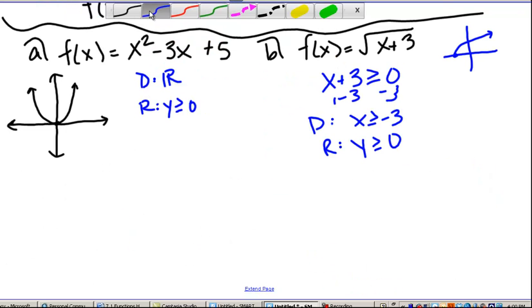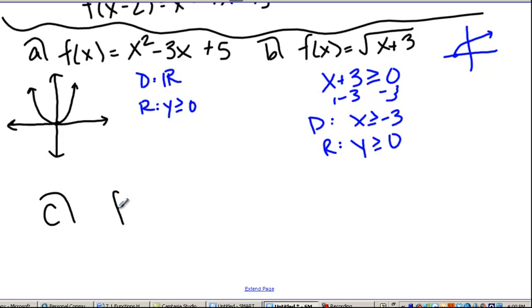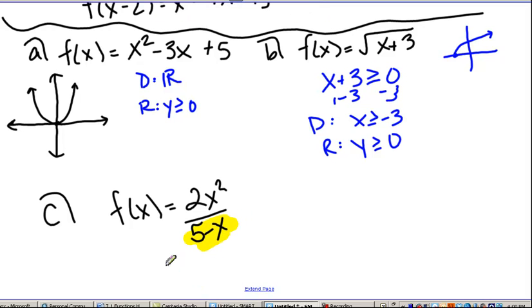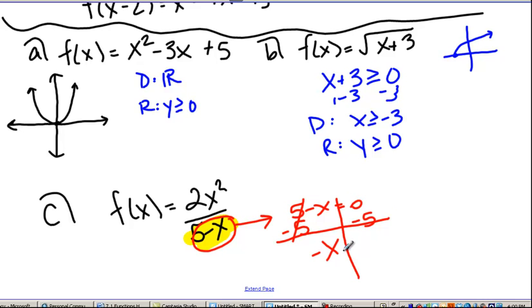And the last one we're going to work out, and the notes for today are done, is f of x equals 2x squared over 5 minus x. Okay, we've got a fraction, so pretty much the only thing that matters is the denominator. You can't have a 0 on the bottom, so when you have a fraction, you take the denominator and set it equal to 0. So negative x equals negative 5, therefore x cannot equal 5. That's saying if you plug a 5 into x, you get a 0.